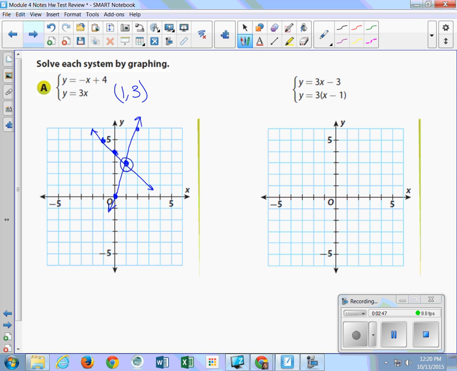So that's my answer. Next one, y-intercept of -3. Rise 3, run 1. Okay, now I got to distribute this 3 in the second equation so I can get it in the form y equals mx plus b. So 3 times x is 3x. 3 times -1 is -3. These 2 equations are the same. So our answer is infinite solutions. They are the same line.